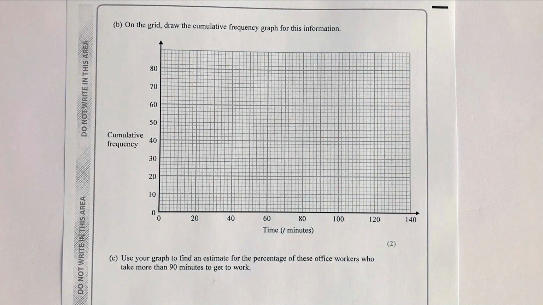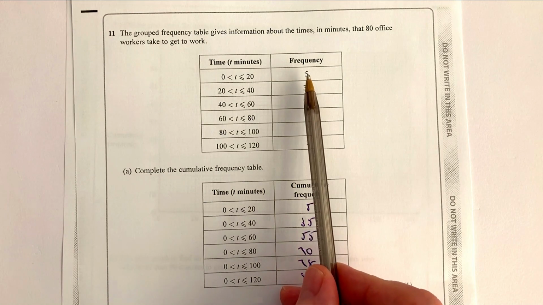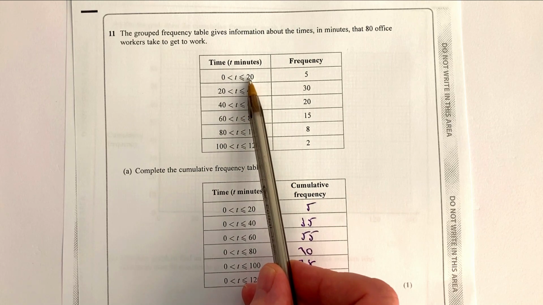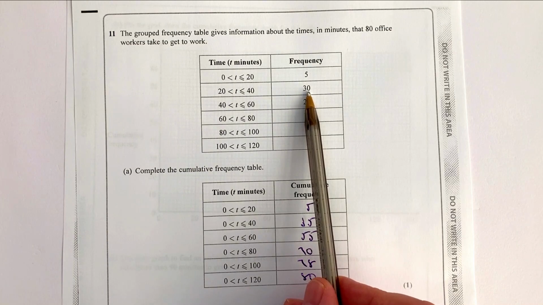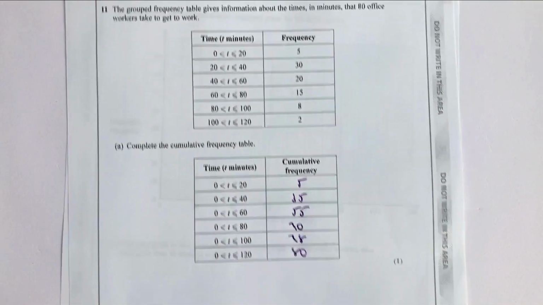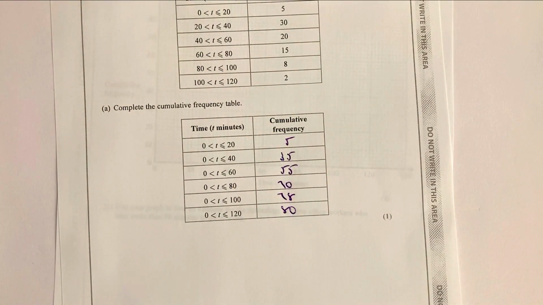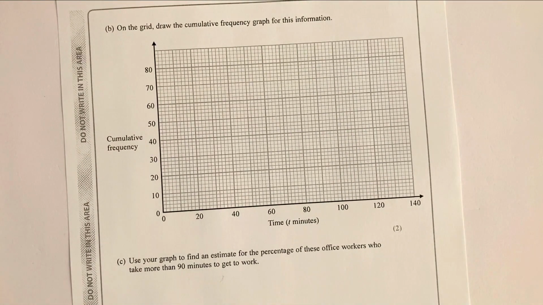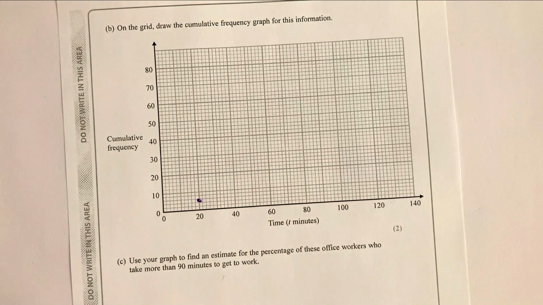Okay, so the next part of this then, part B, is to actually plot that onto the grid. Now, it's going to be a little bit tricky to show you, but basically what we're doing is we're plotting, because it's cumulative frequency, it's going to be frequency, which is 5 in this particular case, to the end. Okay, so it's 5 to 20 minutes, 35 to 40 minutes, 55 to 60 minutes, 70 to 80 minutes, and so on. You'll see what I mean as I fill out the actual grid itself. So the first one is going to be 20 minutes to 5, which is going to be here.